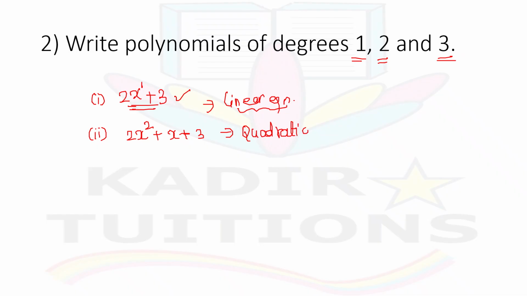And the third one, we need to write a polynomial of degree 3. So I can write like this: x cube plus 2x square plus x plus 3. Over here the highest degree is going to be 3, so the highest power is 3. So this has degree 3. And what is the name for this? It is a cubic polynomial. We'll see the next question.